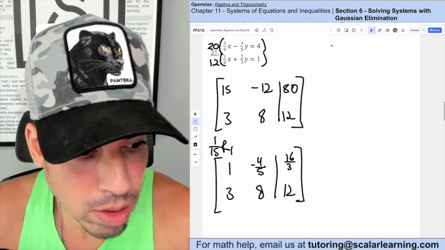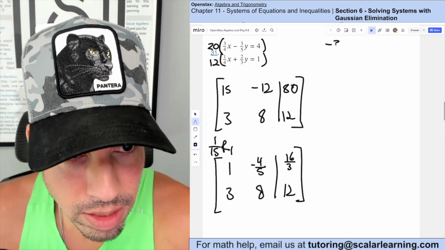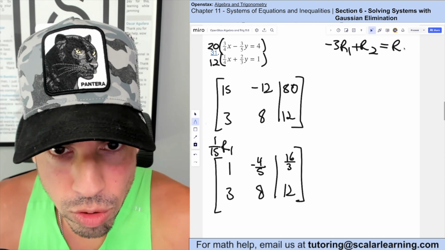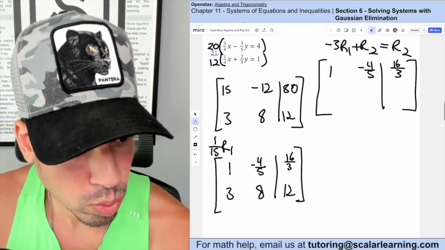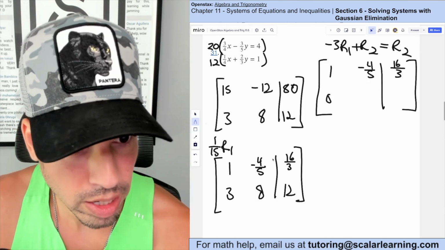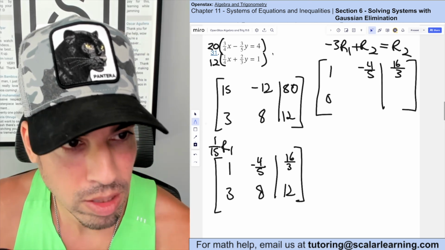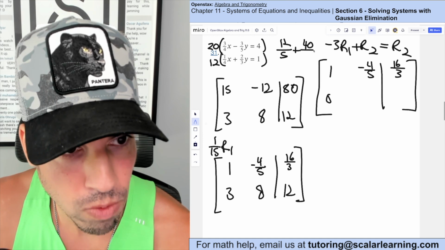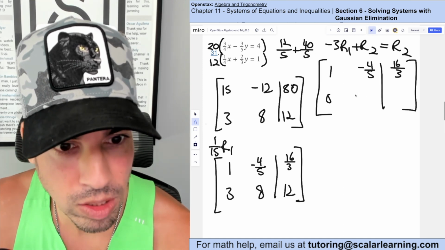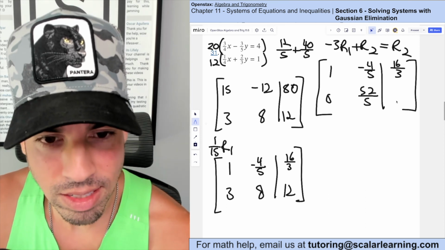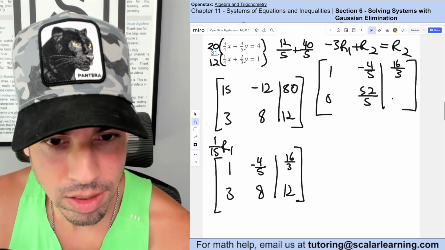So I'm going to multiply row 1 by negative 3, and I'm going to add it to row 2 to get our new row 2. Let's write that out. Negative 3 times 1 is negative 3, plus 3 is 0. Negative 3 times negative 4/5 is 12/5, plus 8, which is the same as 40/5. That's going to be 52 over 5. And then negative 3 times 16/3, that's negative 16, plus 12 is negative 4.